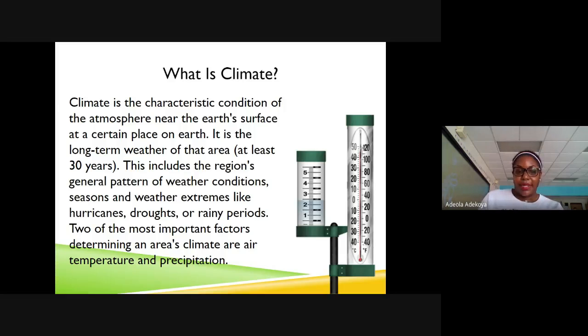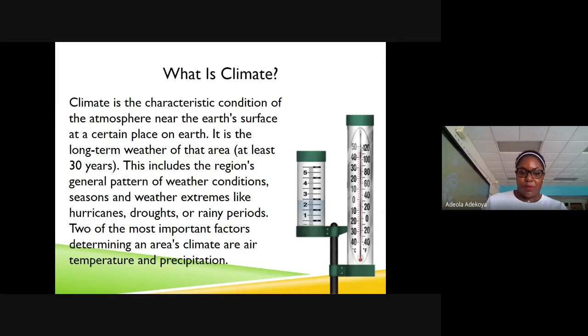All right, so climate is long-term, weather is short-term. Climate is long-term, usually at least 3 years. This includes a region's general pattern of weather conditions. It also includes weather extremes like hurricanes, droughts, rainy periods.